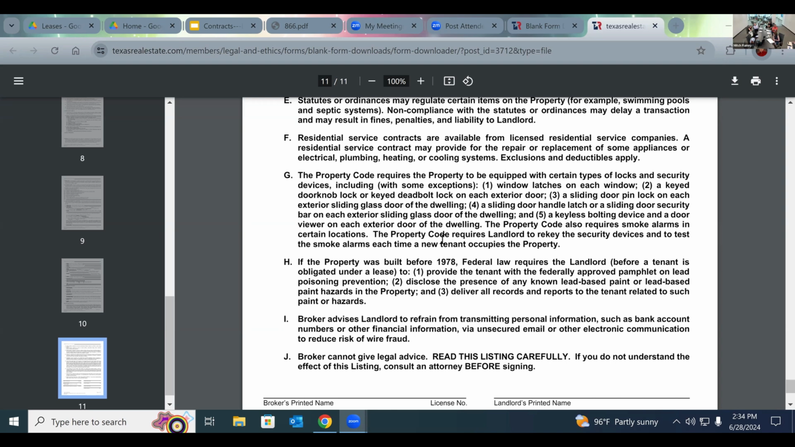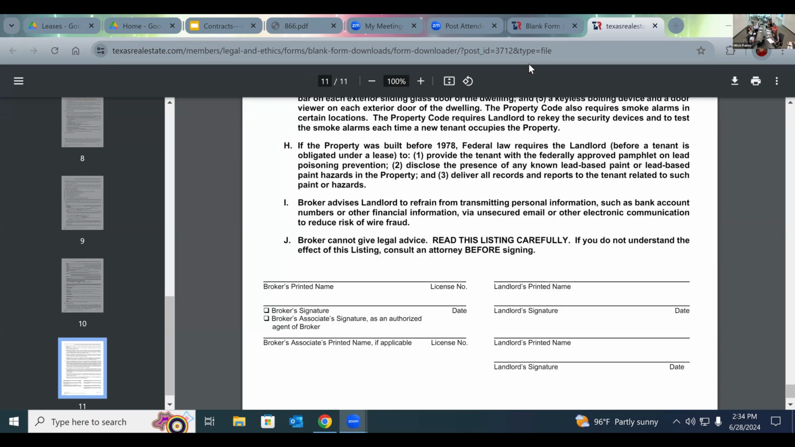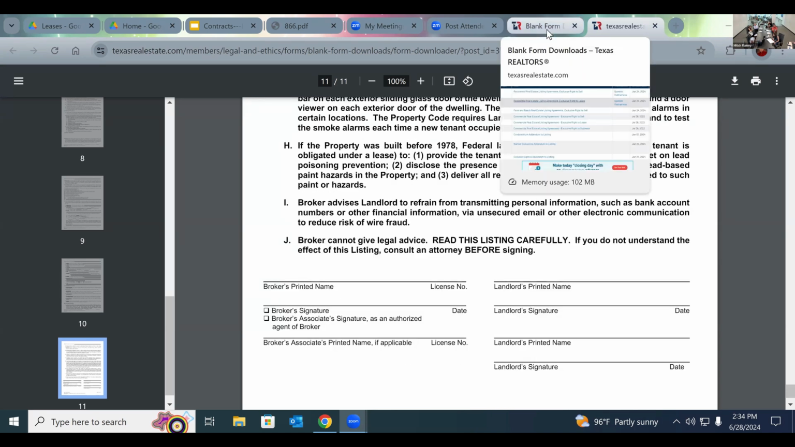Property code also requires smoke alarms in certain locations. Different municipalities have different rules when it comes to pools. You may have to have a surround, you may have to have an alarm on the back door or a door that goes to the pool. It's the landlord's responsibility. The house built before 1978, you have to do lead based disclosure. And then it talks about wire fraud. Okay. That's the listing agreement.